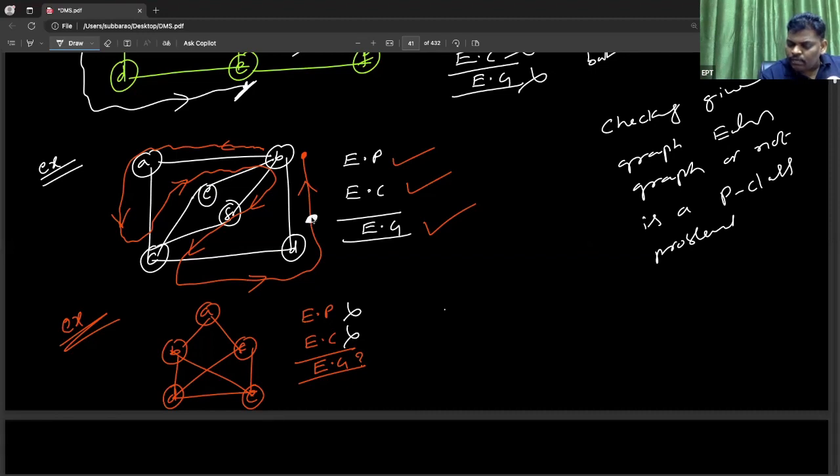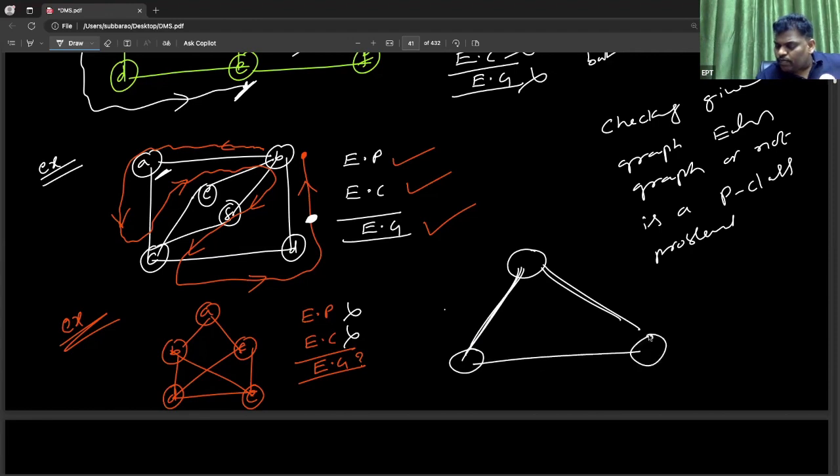In the given graph, every vertex contains even degree. Even degree means you can come in also, you can go out also. That means no stuck. Here also, you can come in, you can go out. No stuck. In the given graph, everyone is even degree. Euler path possible, Euler circuit also possible.